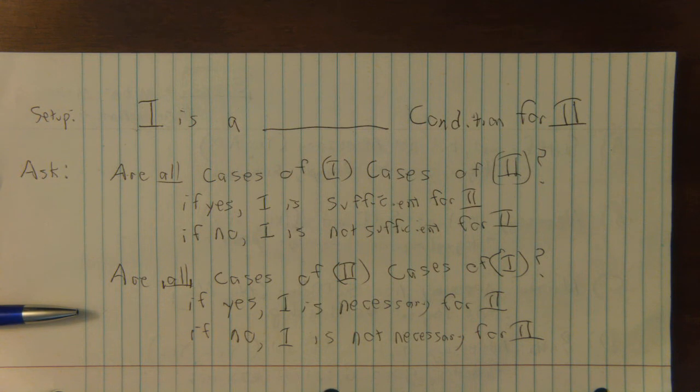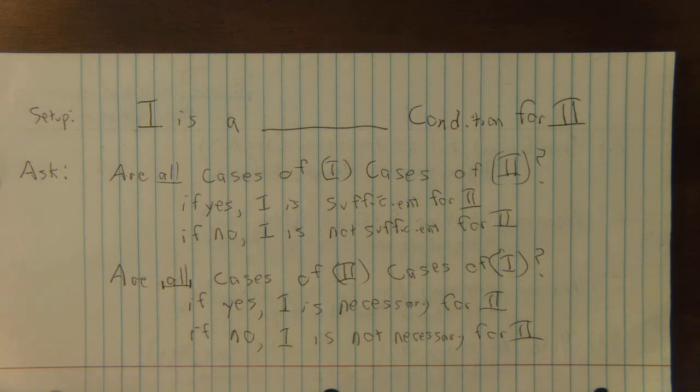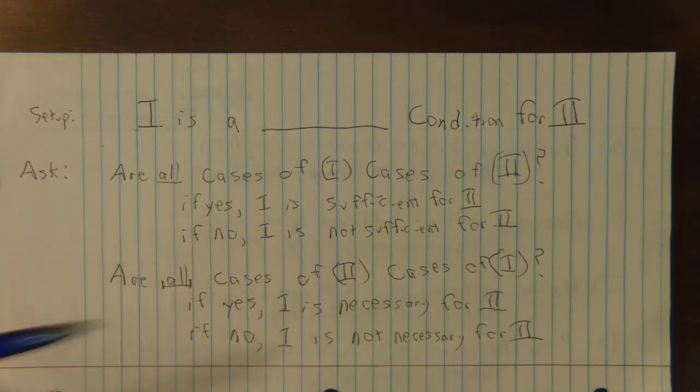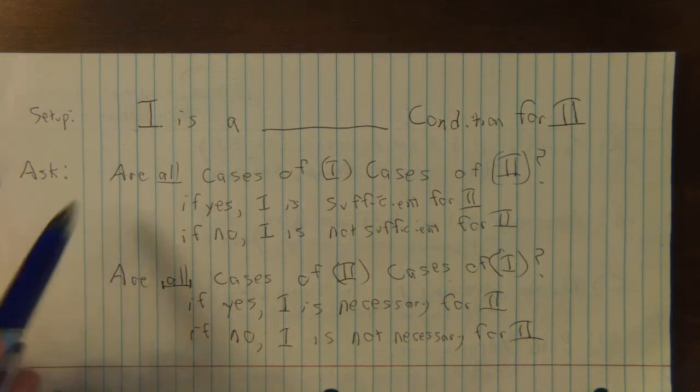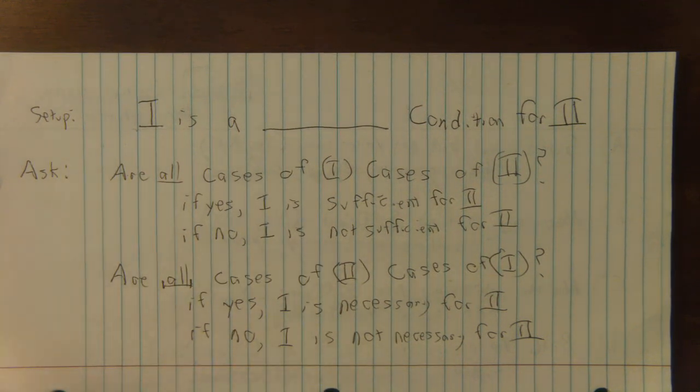Being furniture is a blank condition for being a chair. Again, pause. Are all cases of furniture cases of chairs? No, of course not. So it's not sufficient. Are all cases of chairs cases of furniture? Yes. Don't try to get creative. Well, what about doll furniture? No, don't do that stuff. So we answered no, yes, because chair is a subclass of furniture, making it necessary but not sufficient.